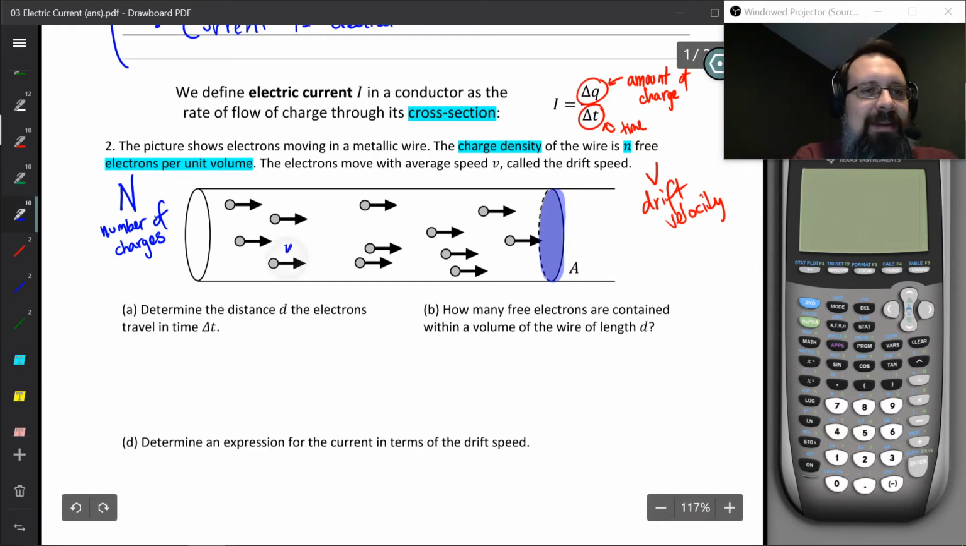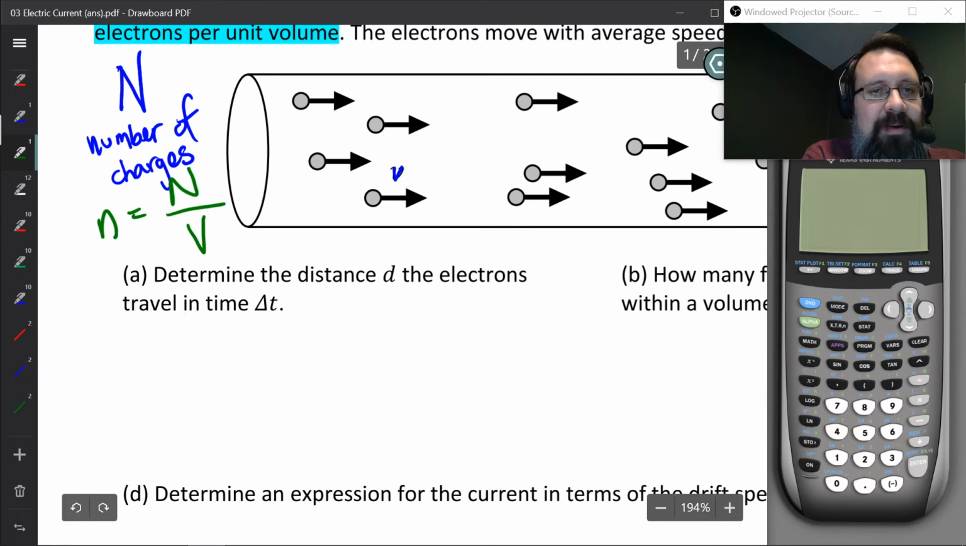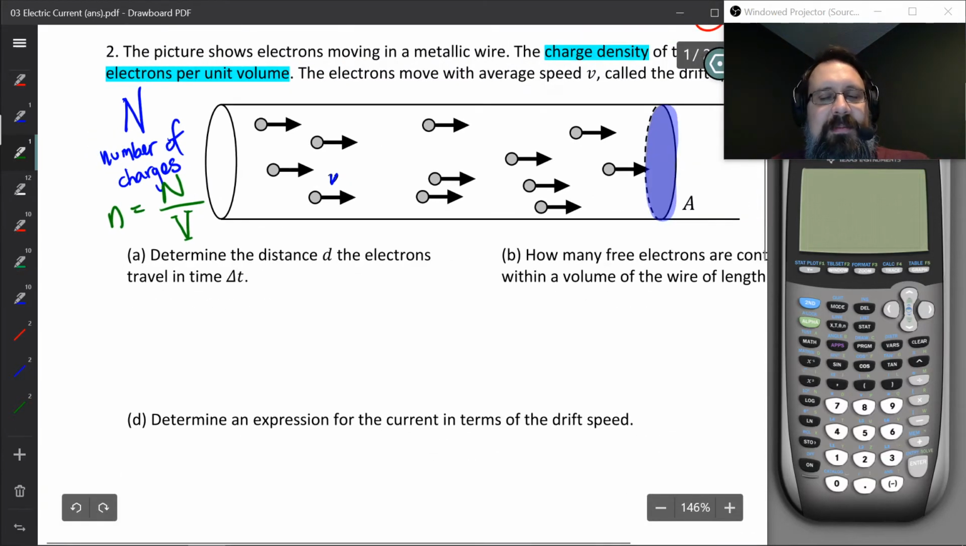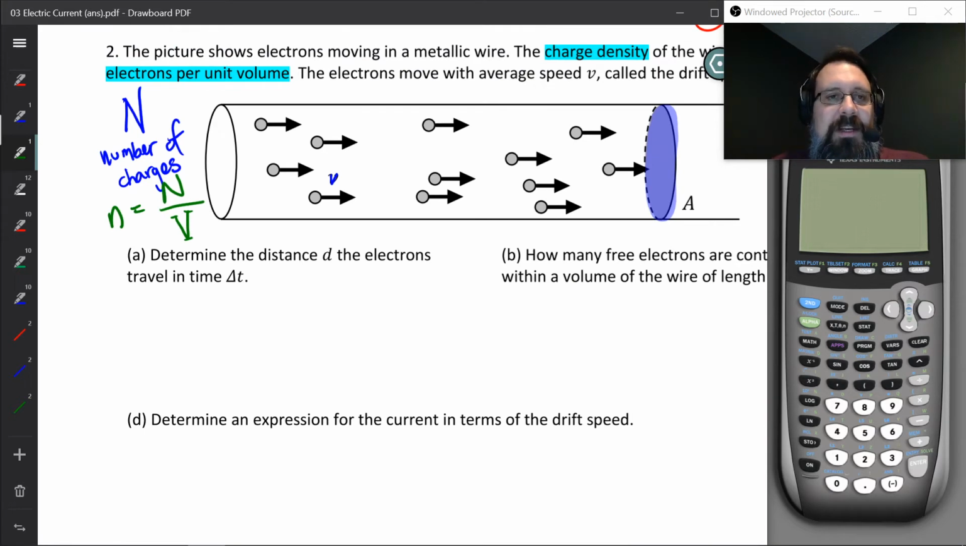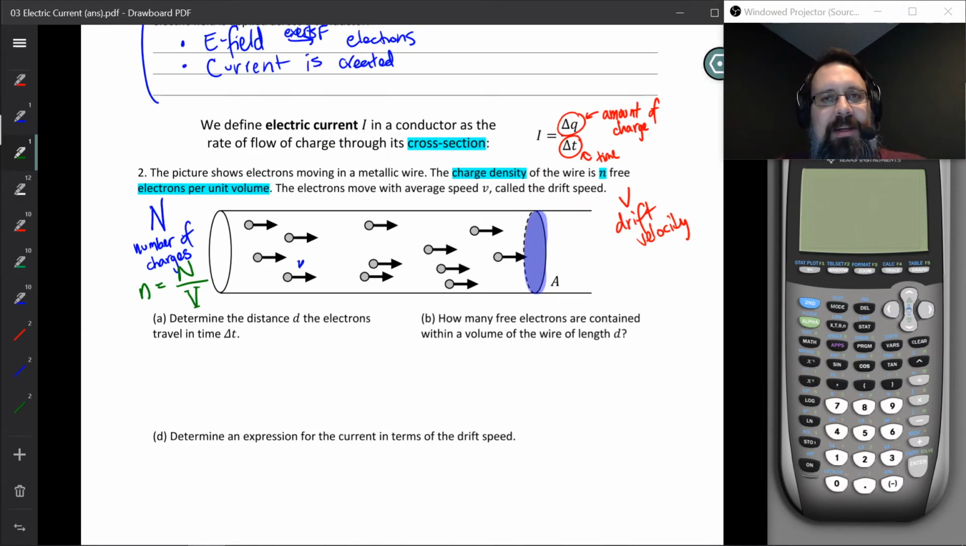So little n is roughly big N divided by the volume. I'll put serifs on the V for volume so that you can see it's a volume and not a velocity. So the charge density is the total number of charges per unit volume. For conductors, this number is going to be higher than for insulators. Insulators will have a low charge density, whereas conductors will have a higher charge density.